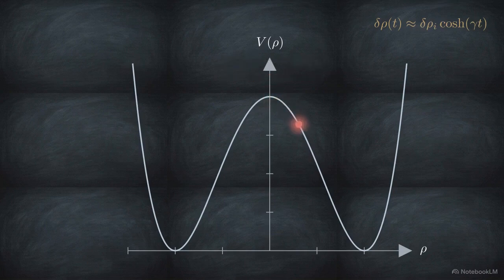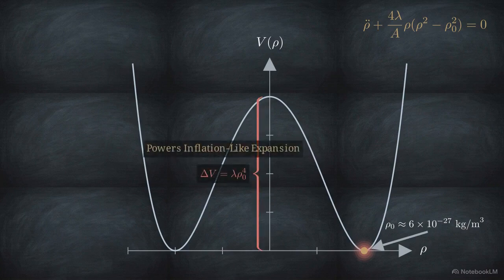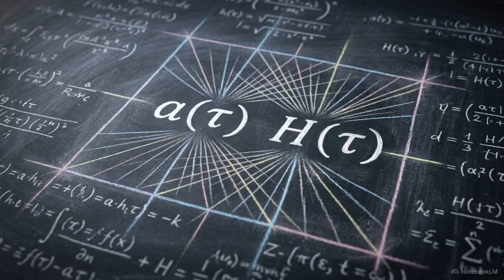This triggers a rapid, nonlinear roll-down into a stable minimum, establishing a physical vacuum mass density of roughly 6 × 10^-27 kilograms per cubic meter. Dropping into this trough releases massive potential energy, marked as delta V, powering an inflation-like expansion. The background scale factor and the Hubble parameter, the metrics that describe the expansion of space, are directly set by the specific energy released during this vacuum stage.